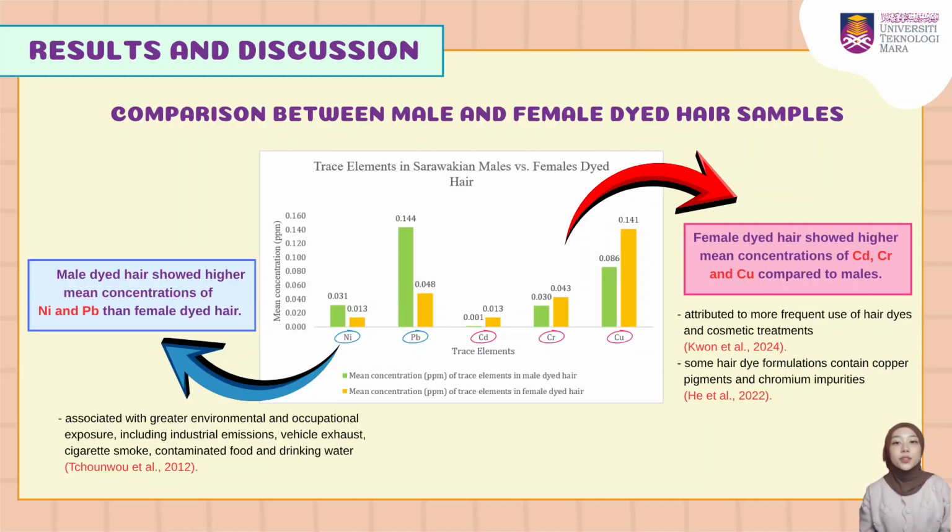Previous studies also reported that some hair dyes contain copper pigment and chromium impurities, while repeated dyeing increased hair porosity, allowing greater metal absorption.